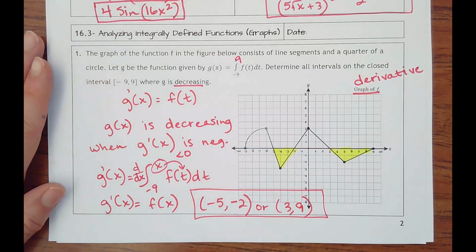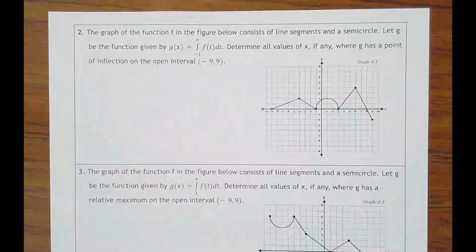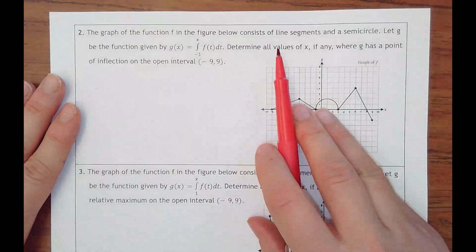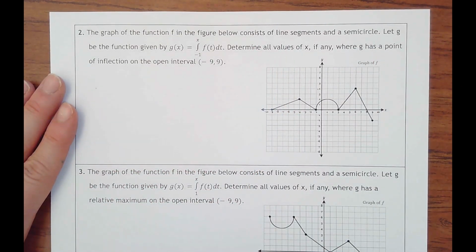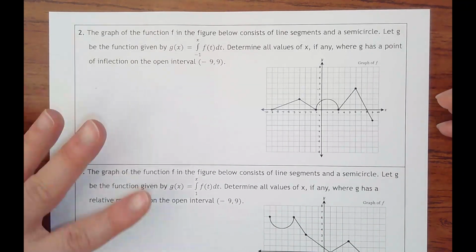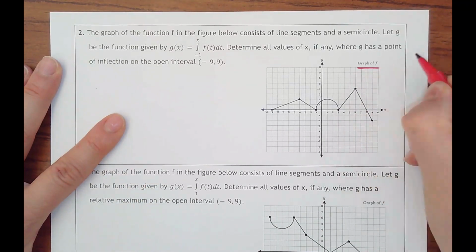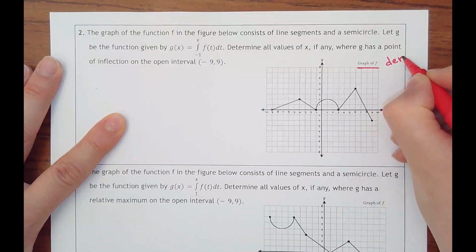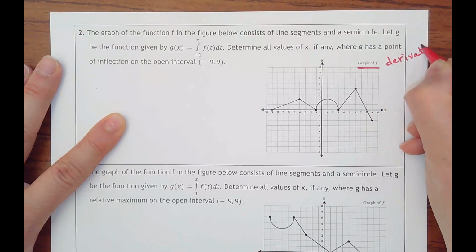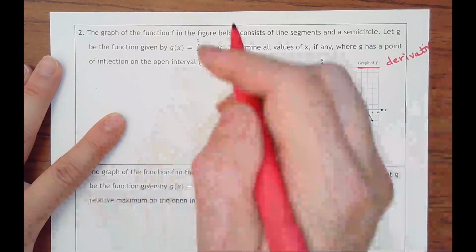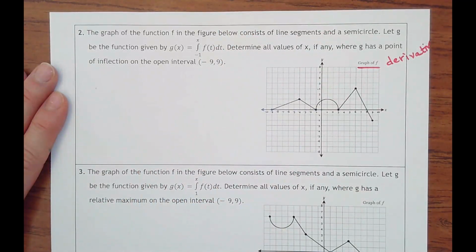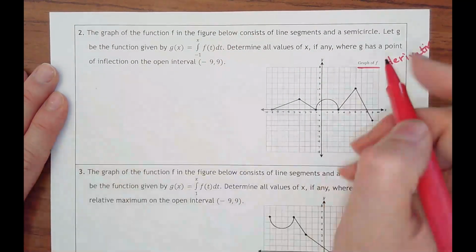Okay, we got a couple more to try. Number 2, it says it consists of line segments and a semicircle. And again, this is f. G is the original function. This again is the derivative graph, so we're thinking backwards. And we're going from -9 to 9. Determine all values of x, if any, where g has a point of inflection.